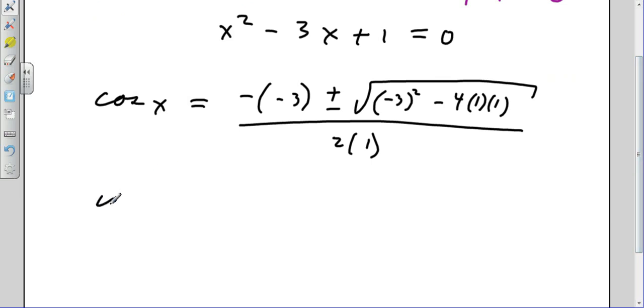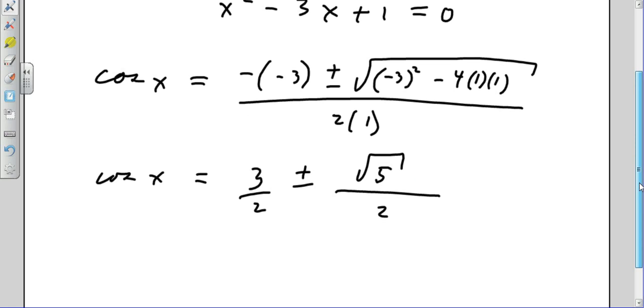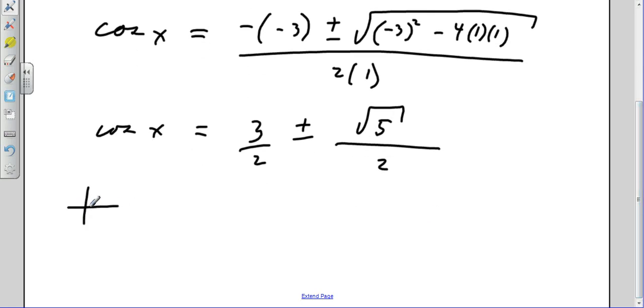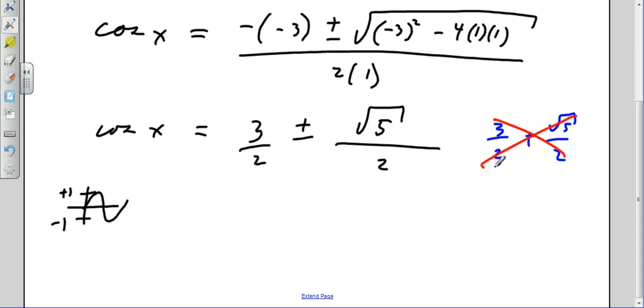And we get that cosine x is going to equal 3 over 2 plus or minus, a 9 minus a 4 would be a 5, so it would be square root of 5 over 2. Now, we also recognize that the cosine function goes to 1 and goes to minus 1. So this has given us an answer that's greater than 1. So the answer that's 3 over 2 plus the square root of 5 over 2 won't work, because cosine can't go above 1. So the only case we have to look at is when our cosine is equal to 3 over 2 minus the square root of 5 over 2.